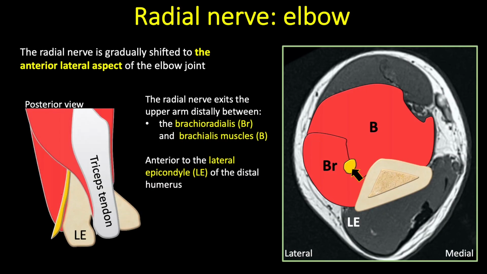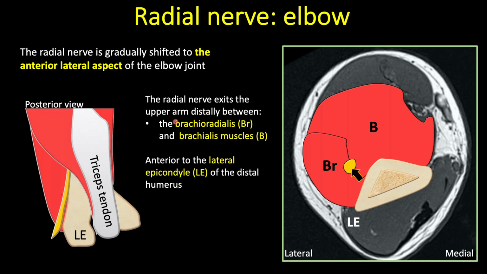Now let's have a look at the anatomy of the radial nerve at the level of the distal upper arm and the elbow. At this level, very useful landmarks for identifying the radial nerve are the brachioradialis and the brachialis muscle.